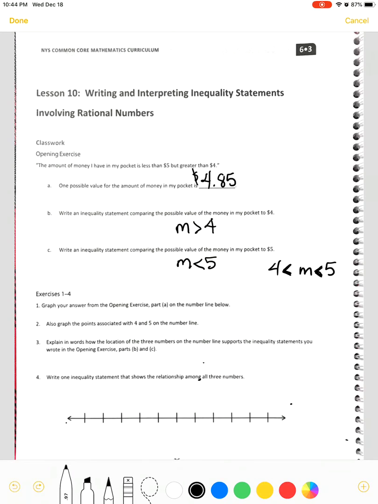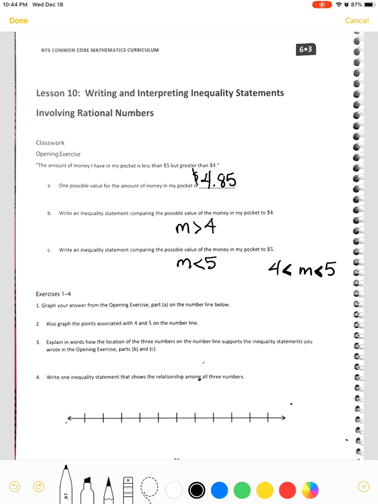So let me undo that. All right, graph your answer from the opening exercise, part A, on the number line below. So part A says one possible value for the amount of money in my pocket. Well, way to go, Mrs. Lehman. You had to pick something complicated. All right, so let's see how many spaces we have to work with. We have 1, 2, 3, 4, 5, 6, 7, 8, 9, 10 jumps.